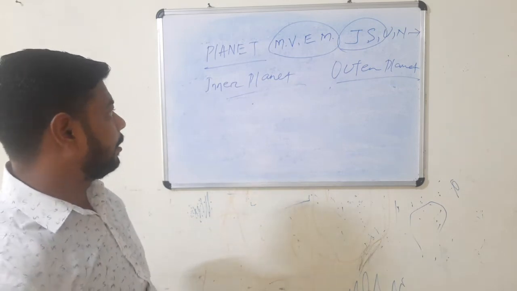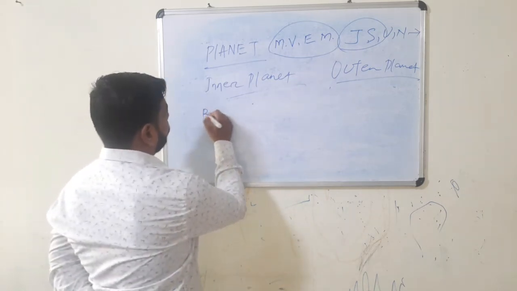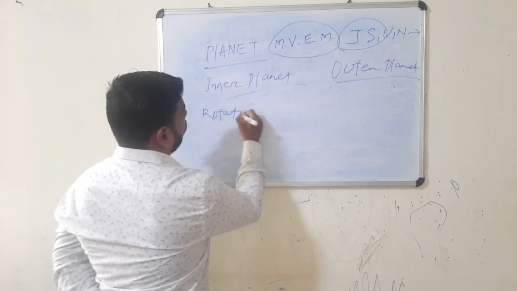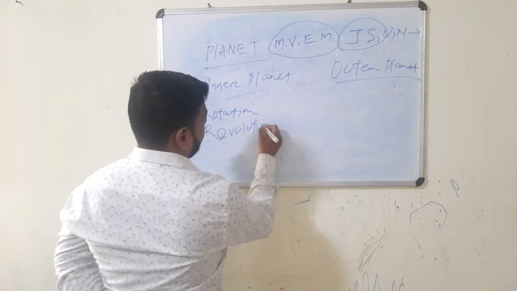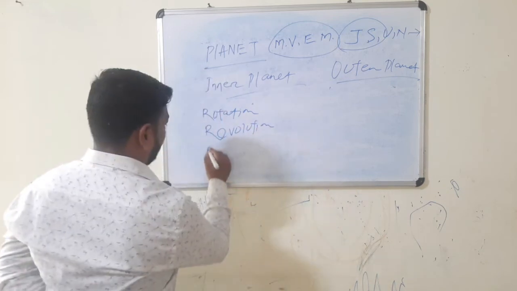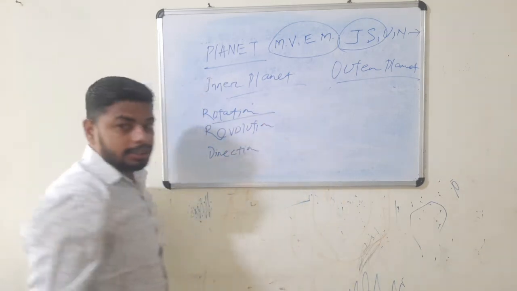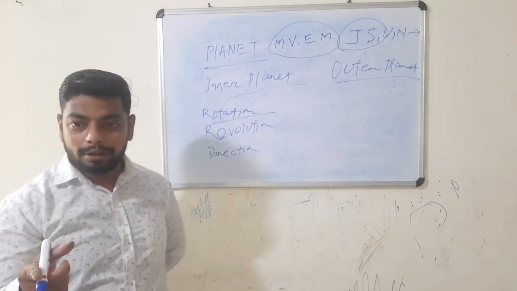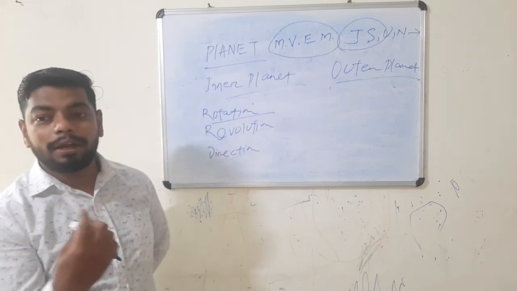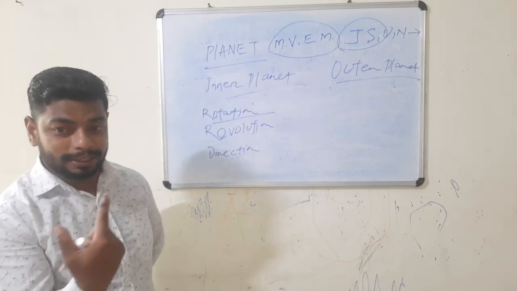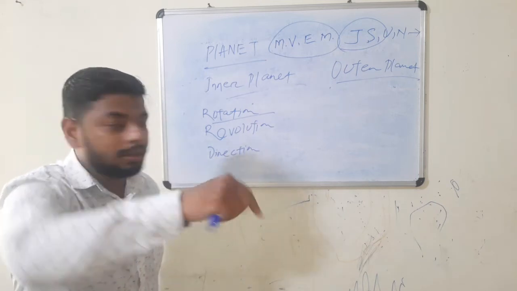Very, very important. I told you about rotations and revolutions. Here I wanted to add direction. Rotation means a movement around its own axis. And revolution means movement around some other heavenly body.